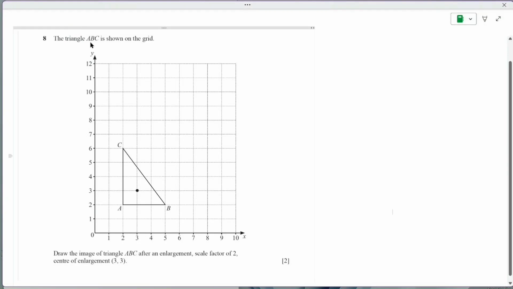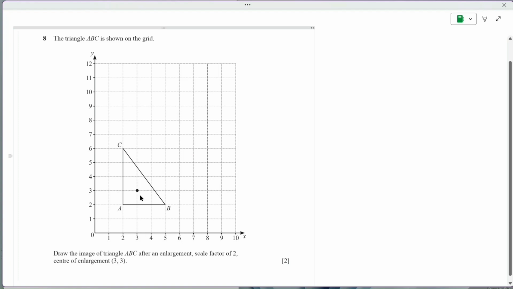Question 8. A triangle ABC is shown on the grid. This is the triangle ABC shown on this grid. Draw the image of triangle ABC after an enlargement, scale factor of 2. Center of enlargement 3, 3. That's x is 3, y is 3. Center of enlargement is here, this is the dot. It's at x is 3, y is 3.